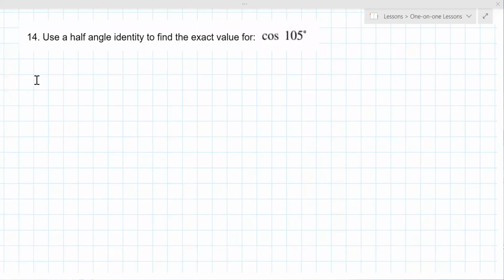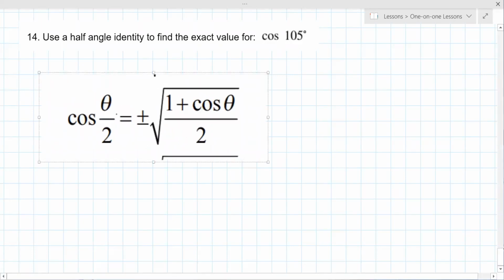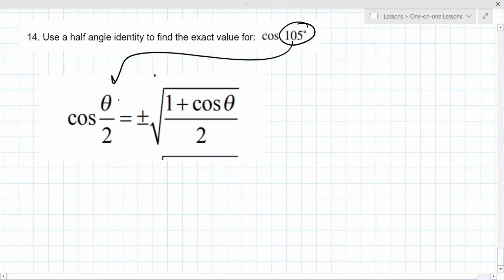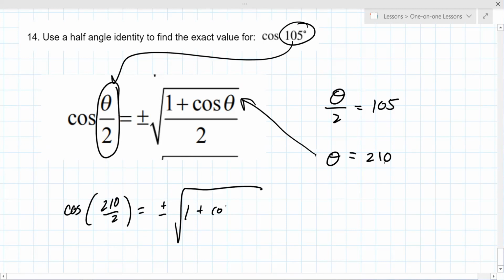So I'm going to pull up the one for cosine. There's the one for cosine. You're trying to find the cosine of 105. So 105 is this part here. It's saying theta over 2 equals 105. So what is theta? Theta is 210, not 105. So you can even write it this way: cosine of 210 over 2 equals plus or minus the square root of (1 plus cosine of 210) over 2.